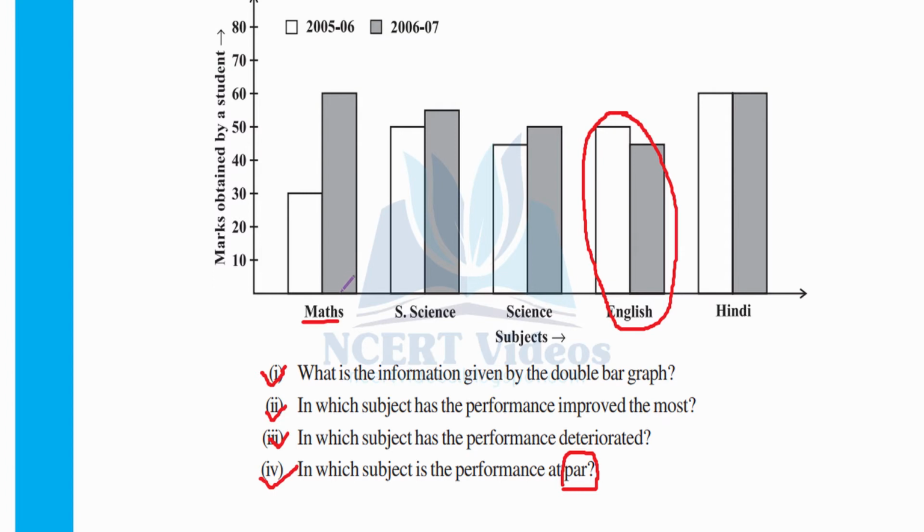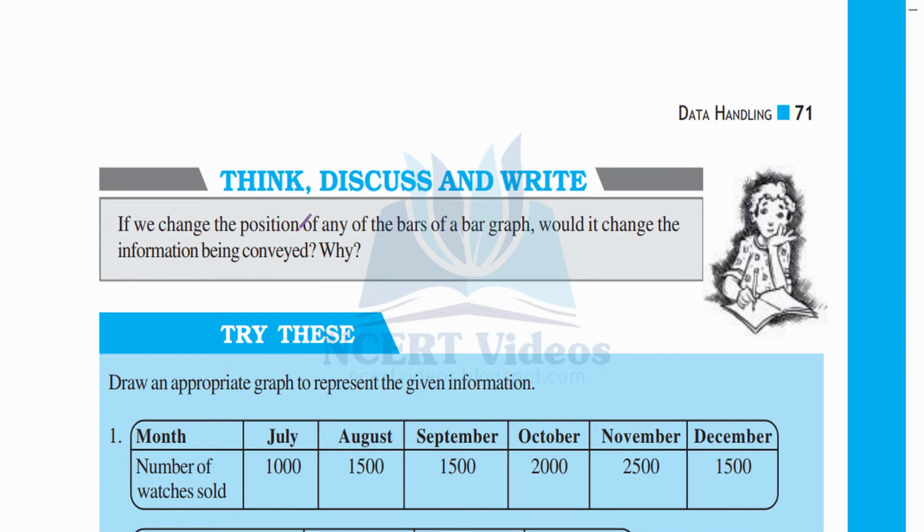For instance, if we depict this darker bar graph at this place and this darker one at this place, then indeed the information will change, because that mapping will go wrong. Whereas if we shift an entire subject, maths over here or Hindi over here, then the information inferred from that will not change, considering we do not change the heights of these bars. Well, that is the answer for this part.